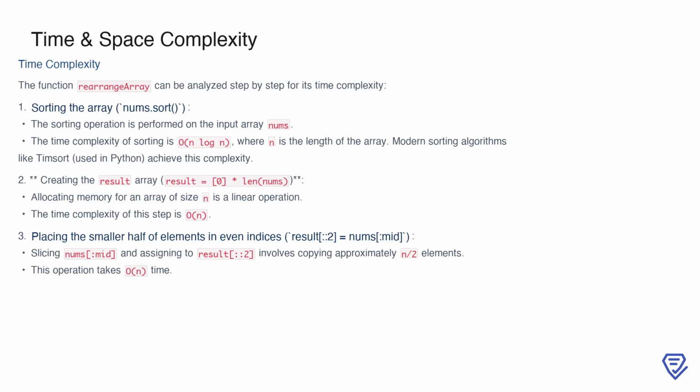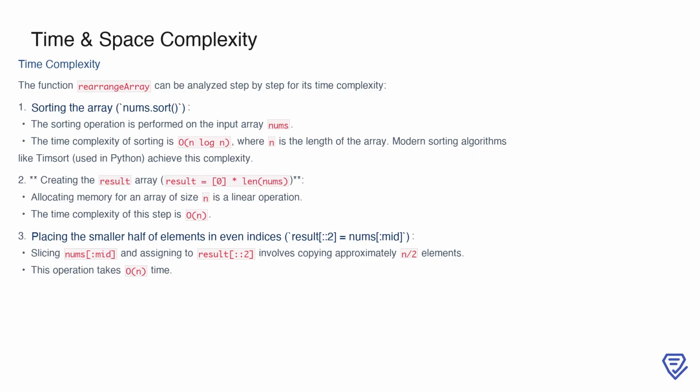To analyze the time complexity of the rearrange array function, we can break it down into its individual steps. The first step involves sorting the input array using the nums.sort operation. Sorting is performed using algorithms like timsort, which have a time complexity of O(n log n), where n is the length of the array.